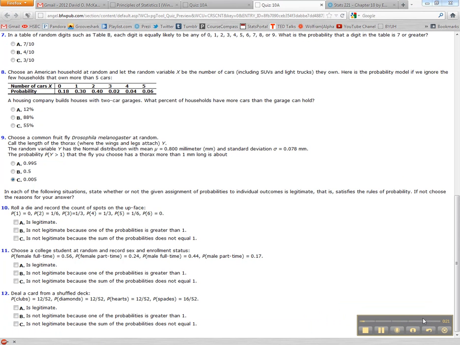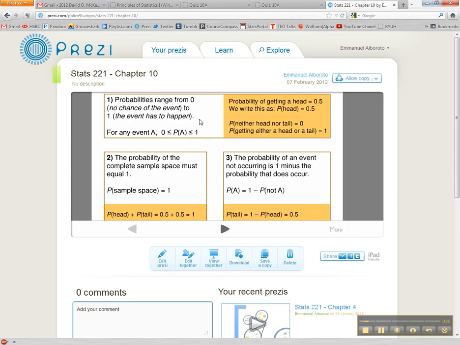So let me talk about number 10 by reading this top part. It says, in each of the following situations, state whether or not the given assignments of probabilities to individual outcomes is legitimate. That is, satisfies the rules of probability. If not, choose the reasons for your answer. If you remember the lecture, these are the rules of probability. It's pulled up right here. We're going to talk about 1 and 2 because these are the main two rules that these questions deal with.